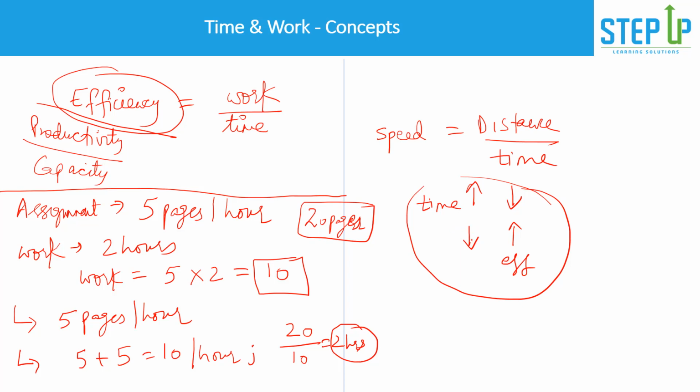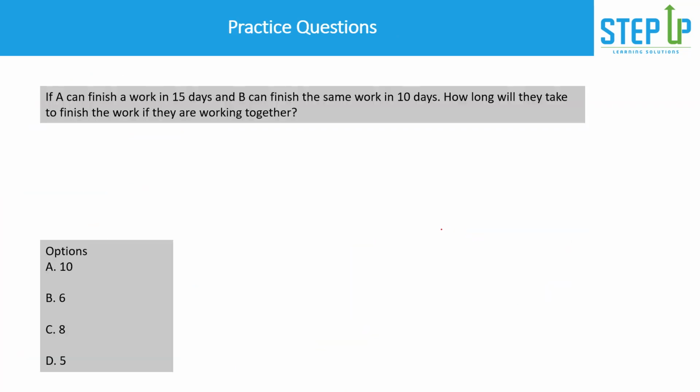So we'll solve a few questions. Let's approach a question. This question says, if A can finish a work in 15 days and B can finish the same work in 10 days, how long will they take to finish the work if they're working together? So the first step that you will do in these questions is, you will take the LCM of the number of days in which they are able to do the work.